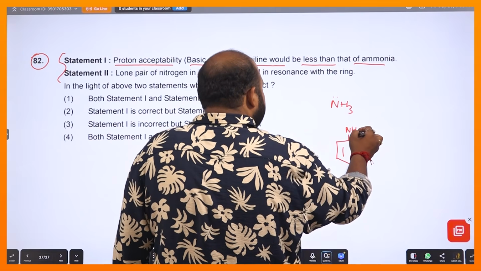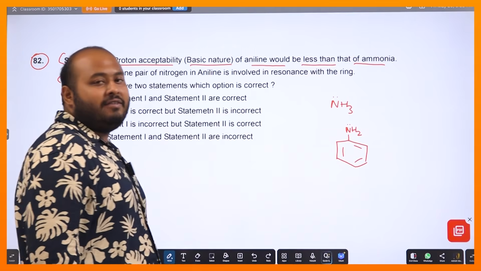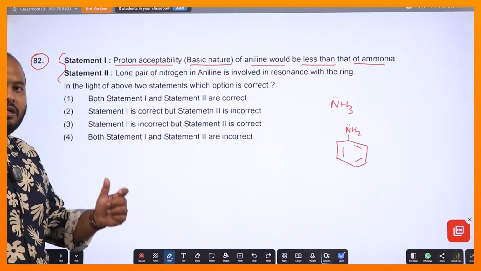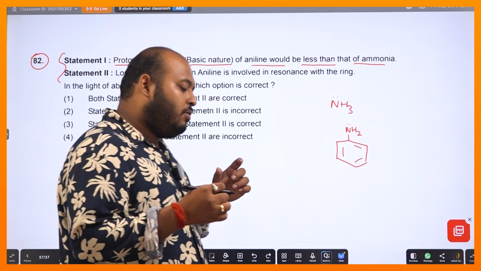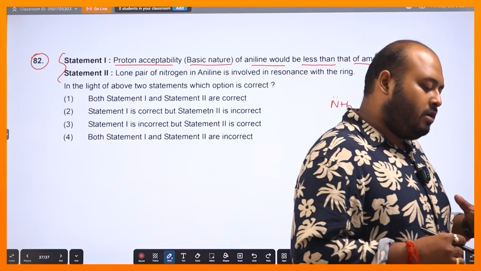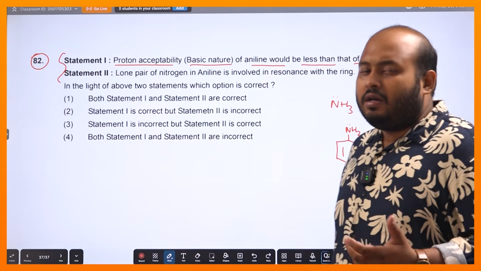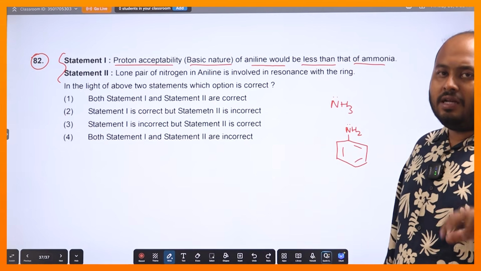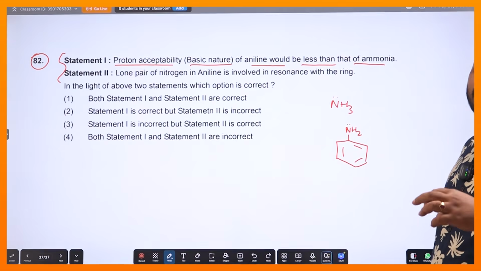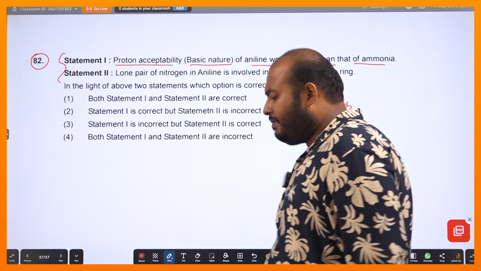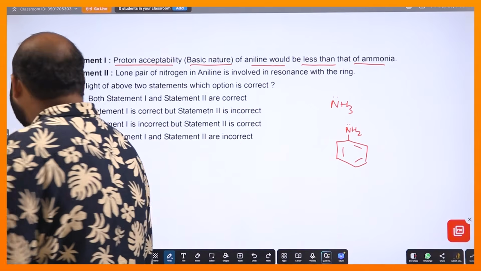So the basicity is mainly dependent upon the availability of the lone pair over the nitrogen atom. If the lone pair is localized, then the basicity is more, and if the lone pair is delocalized, the availability of the lone pair decreases over the nitrogen atom, so the basicity also decreases.